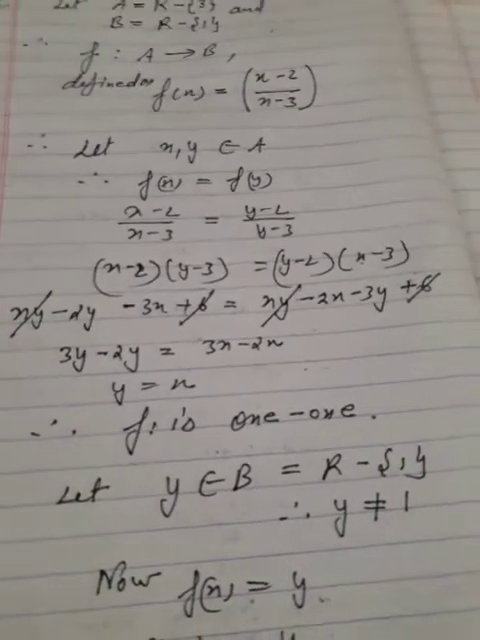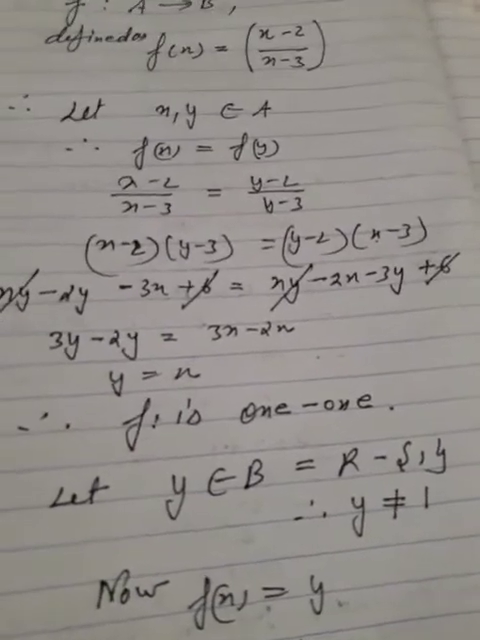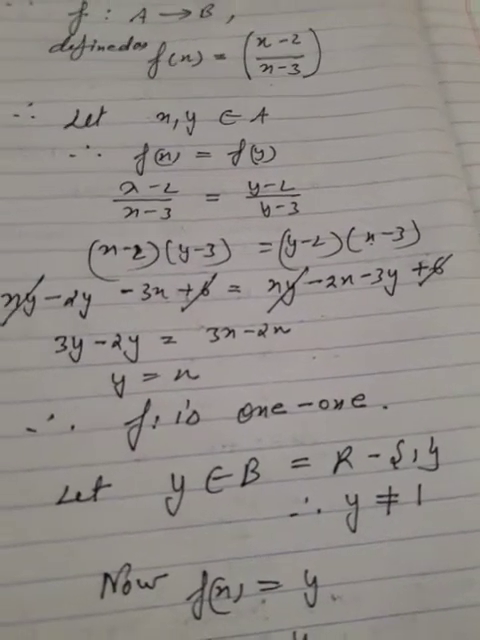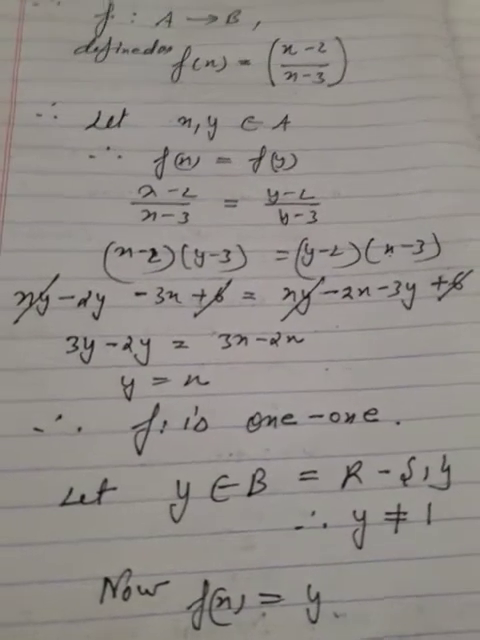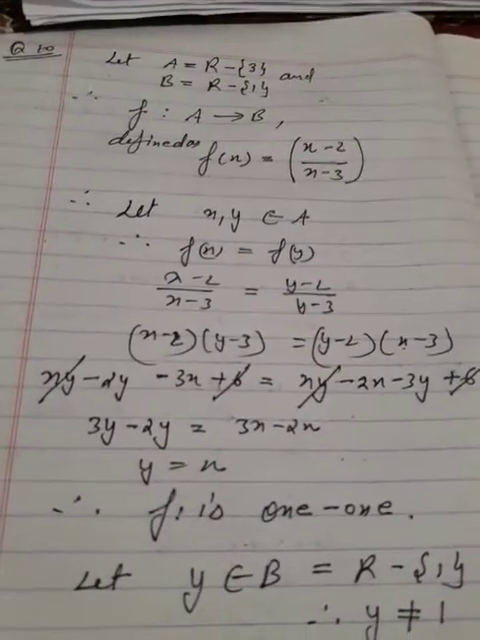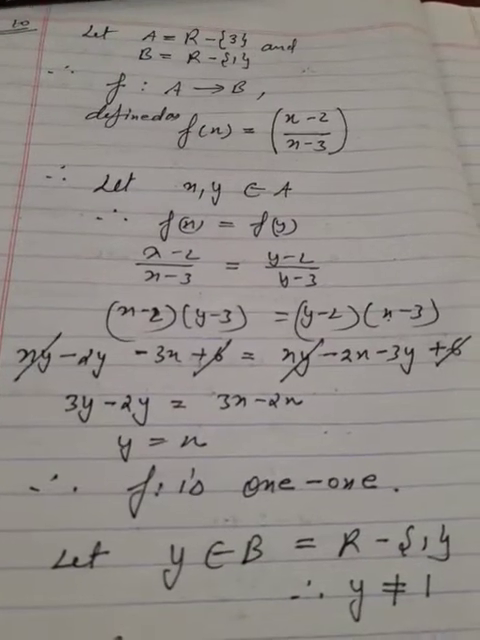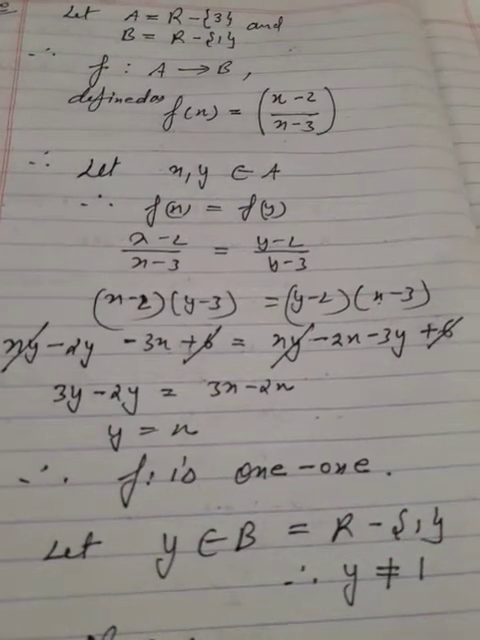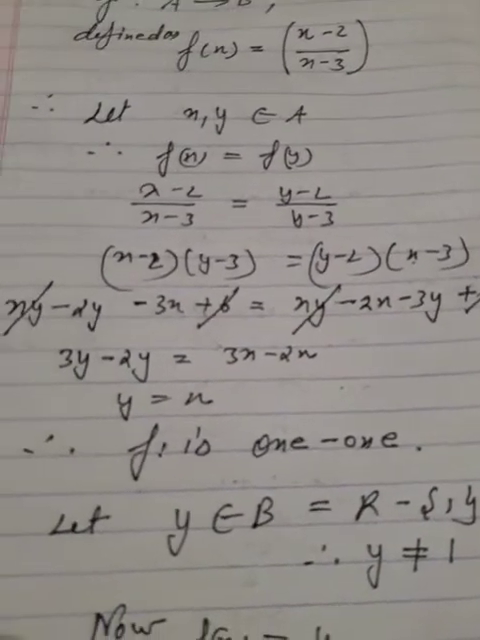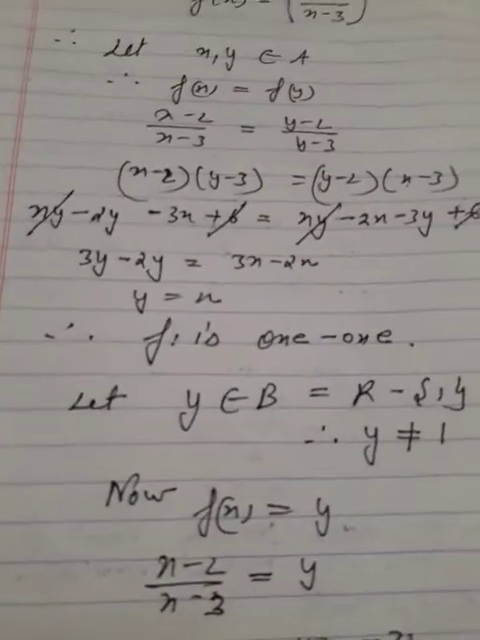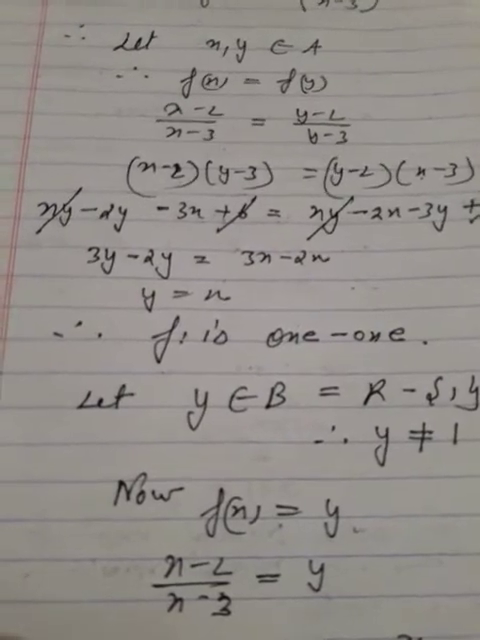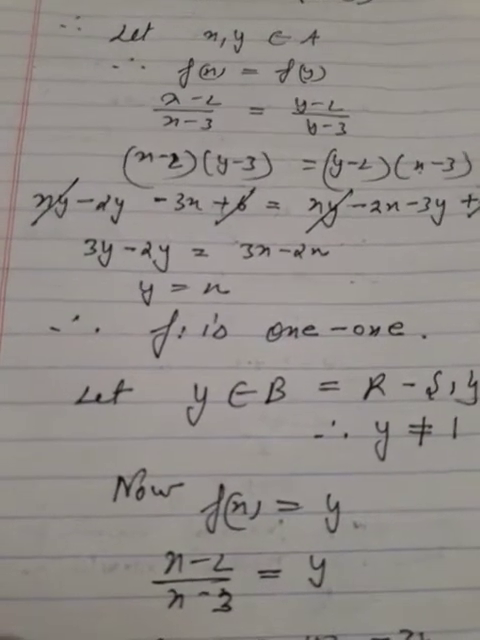Now check it for onto function. Now we have taken y such that y belongs to B. So what is the restriction from B? B, the codomain, contains all real numbers except 1. It means y cannot be equal to 1. So except 1, y can be any real number as per the definition of the function.